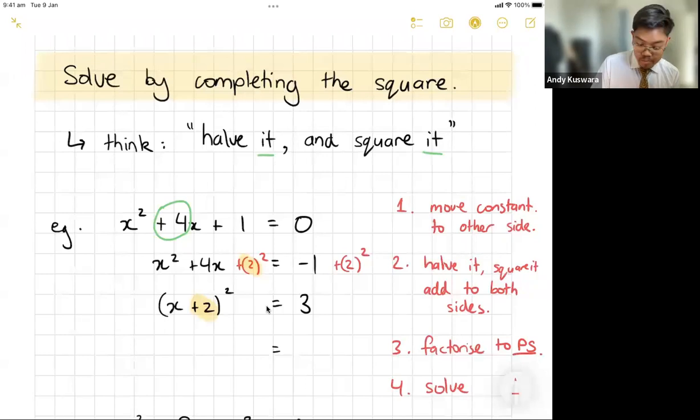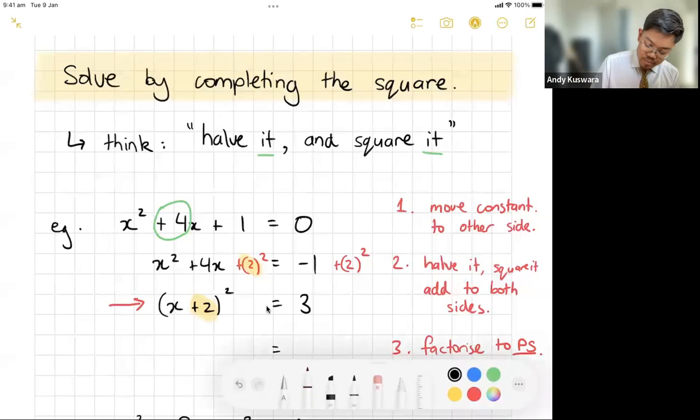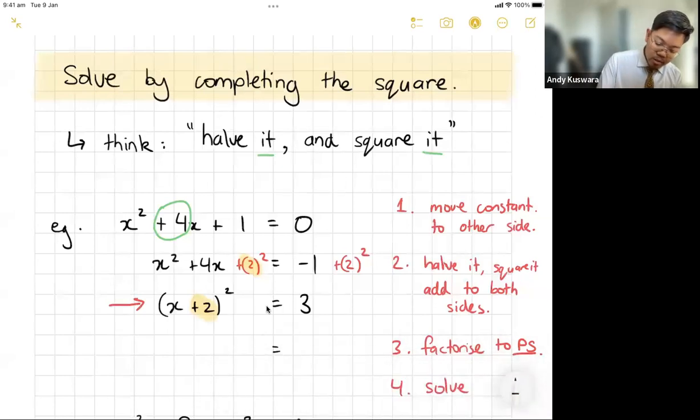I want a perfect square. So now there's my perfect square. And then at this point, I solve. How do I solve for x? Well, I need to square root both sides. If I square root 3, I get the square root of 3. And I get the plus minus of it. Don't forget, anytime you take a square root, you should get the positive and negative value. And then my square disappears on the left-hand side.